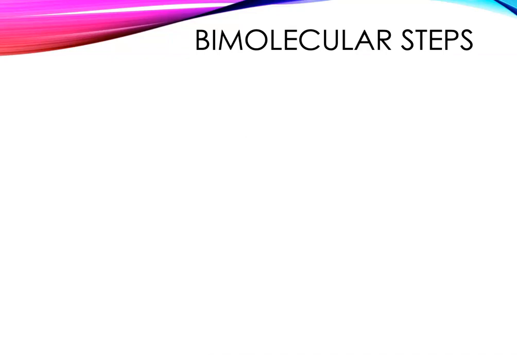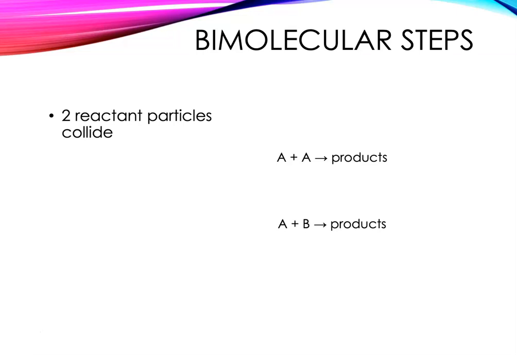Now we can also have bimolecular steps. Unimolecular steps and bimolecular steps are actually really, really common in reaction kinetics. So as you might imagine, in a bimolecular step, we have two reactant particles colliding. It could be two of the same kind, A plus A, to make products, or it could be two different materials, A plus B, colliding to make products.